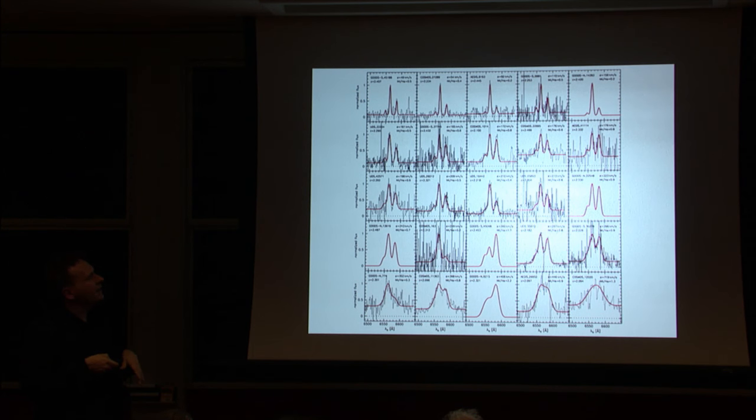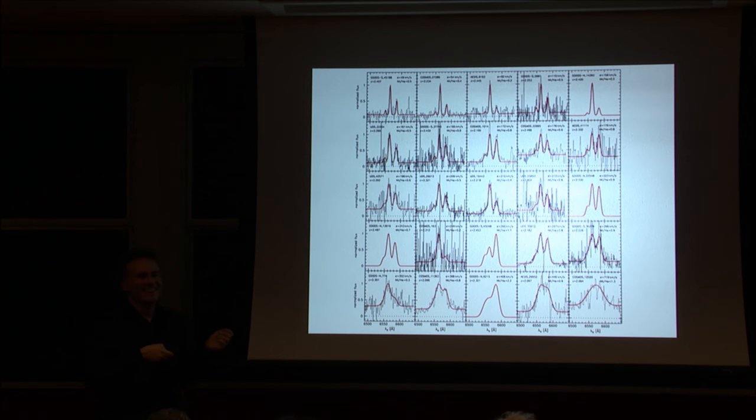What are the empty panels? The empty panels are the Barrow objects. We didn't get their spectra, but we got their fits. So might as well show the fits. But then there's these things, right?